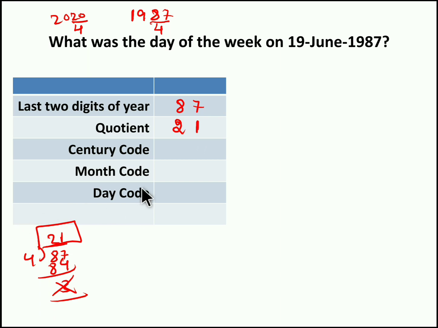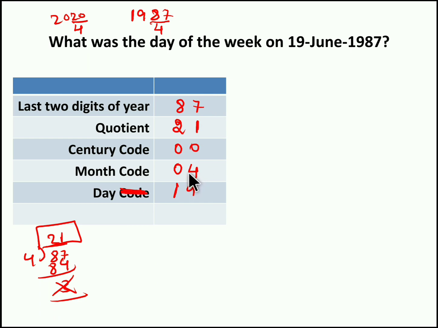And next, century code. Century code is really simple. From 1900 to 1999, the century code is 0. And the month code of June, from 033614, is 4. For the day, you have to write the day as it is. So it is not actually day code, it's the day.